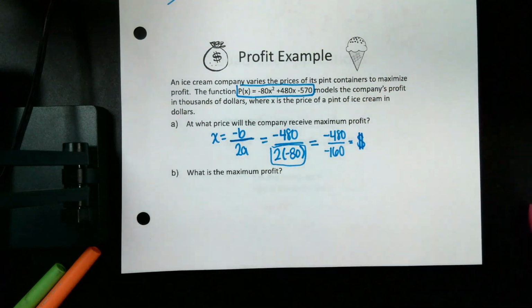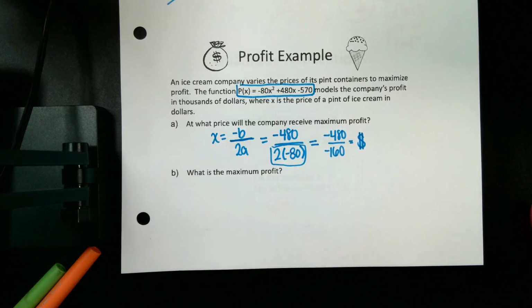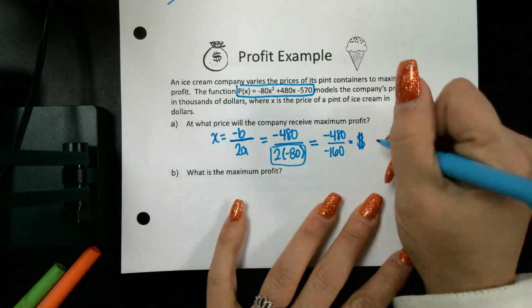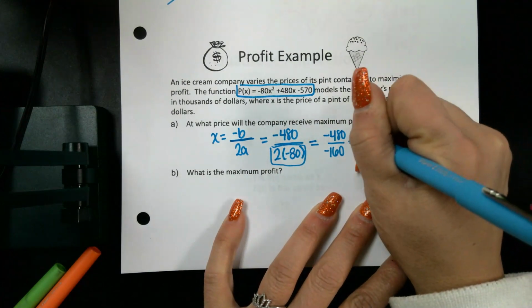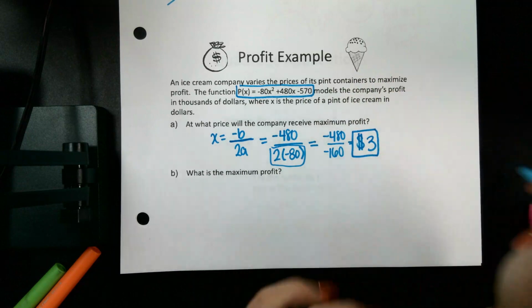And then once you do your division, remember we're solving for the cost of a pint of ice cream. So I just threw a dollar sign on there, and what is it? 3. $3.